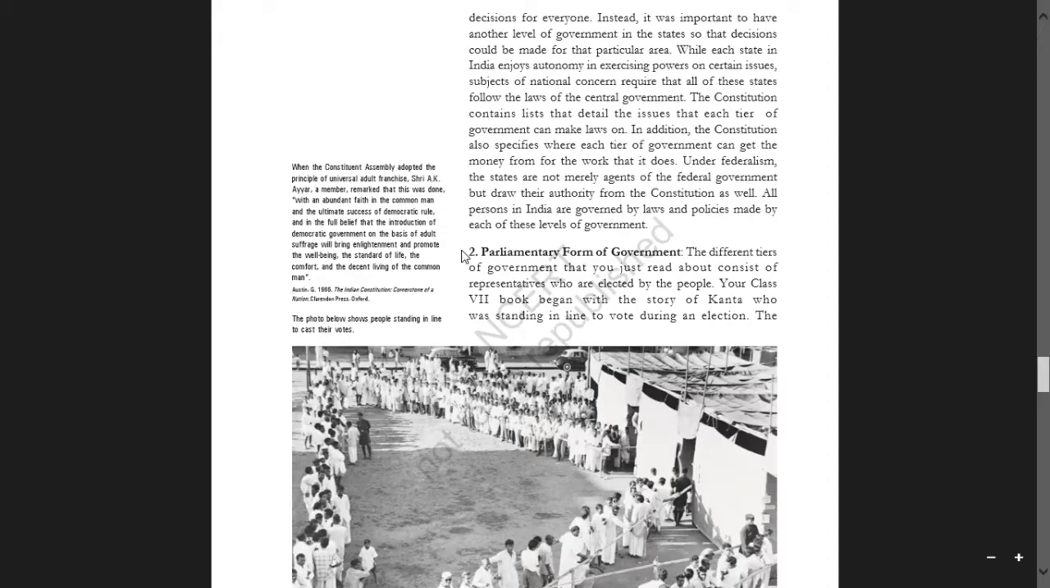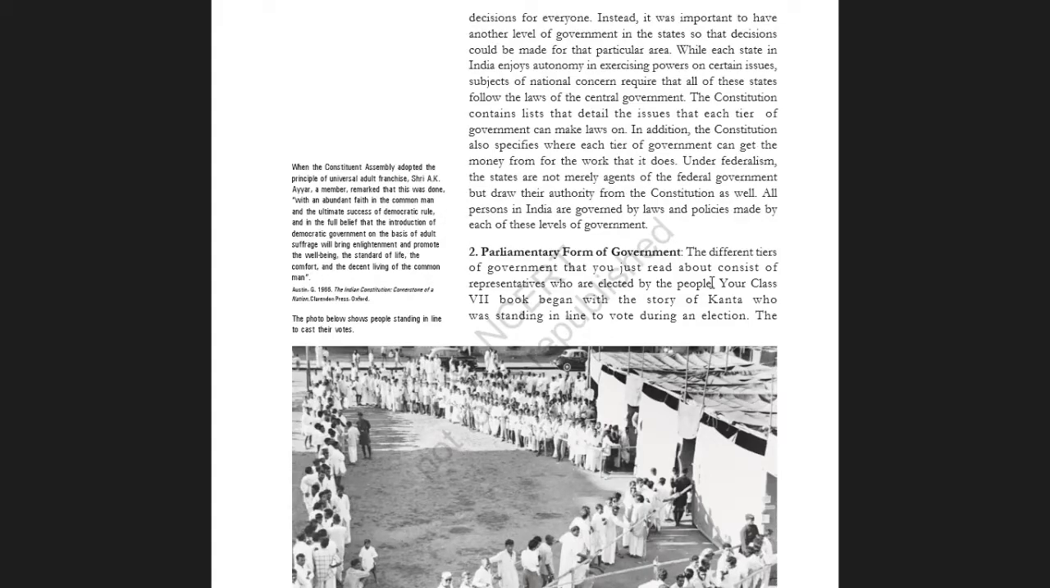Now the next one is the parliamentary form of government. Let us see. The different tiers of government that you just read about consist of representatives who are elected by the people. Representatives, we the people, we the voters, elect them. So the different tiers of government consist of representatives.